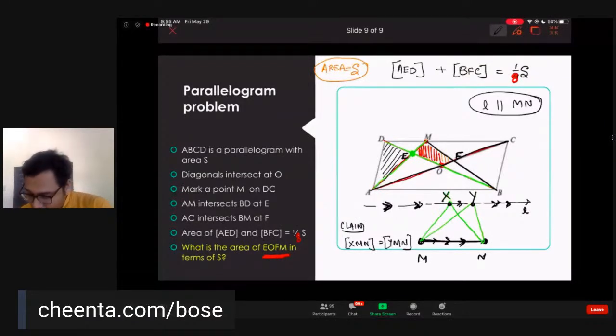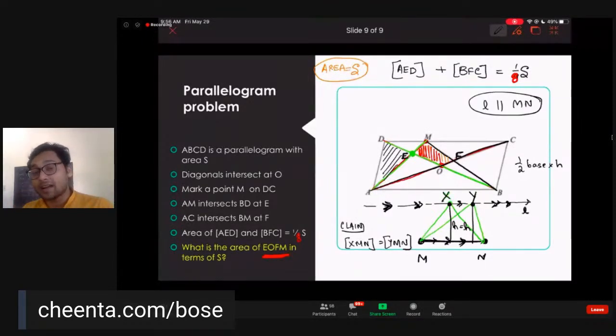Because the area of a triangle is half base times height, and if you drop a perpendicular, both of these heights will be equal. Why are the heights from X and from Y equal? These two heights are equal because that's the definition of parallel lines.